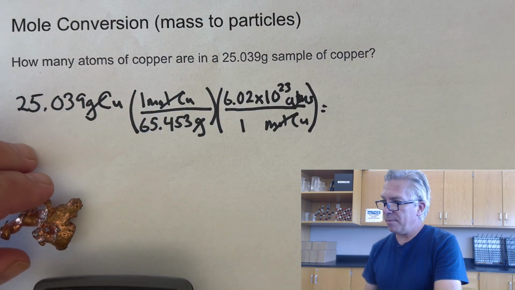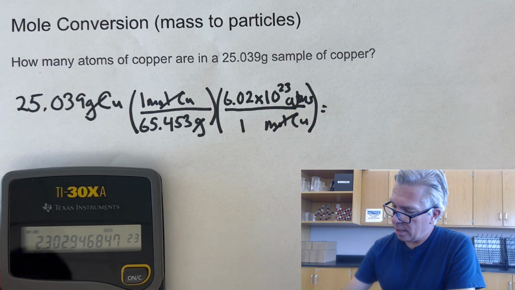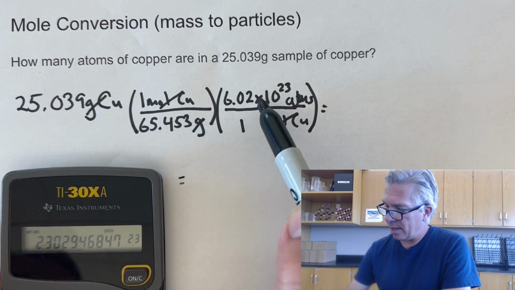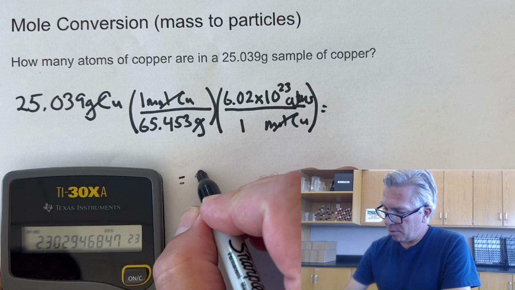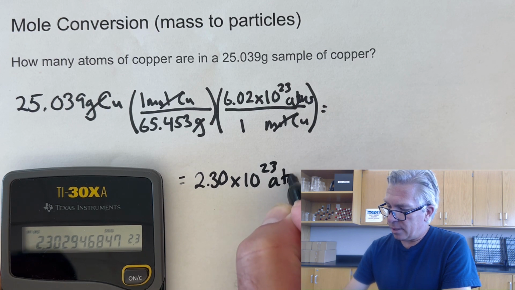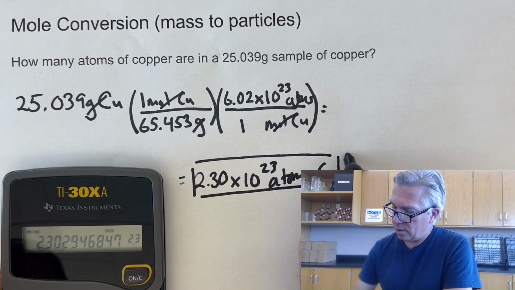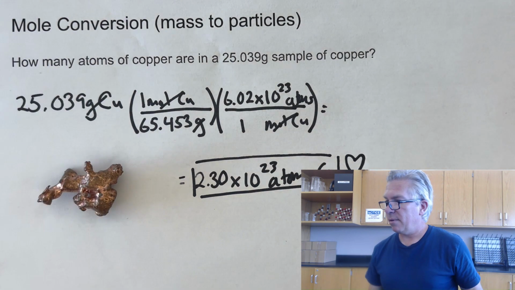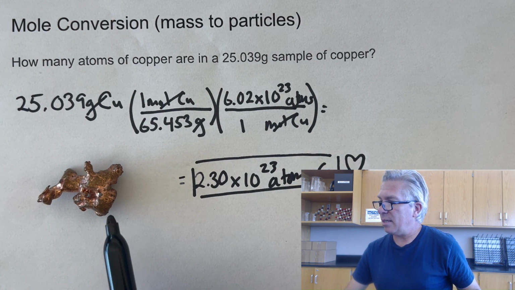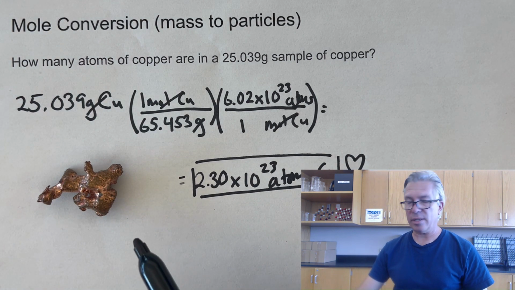Now I punched it in my calculator, and my calculator gave me 2.3, and then there's a whole bunch of digits. I don't want to put the whole bunch of digits. I started with 5 significant figures, and I only have 3 here, so I'm just going to keep 3: 2.30 times 10 to the 23rd atoms of copper. So, to the best of my ability, with a quick little calculation, I have 2.30 times 10 to the 23rd atoms of copper in this nugget. And that's really cool that we can actually calculate that and predict how many atoms we actually have.